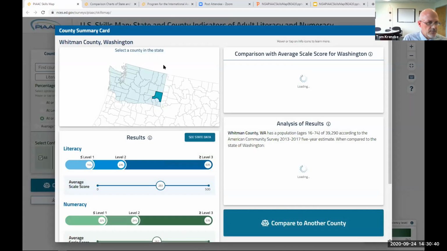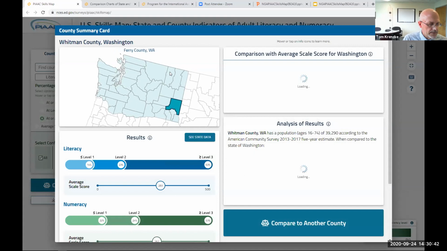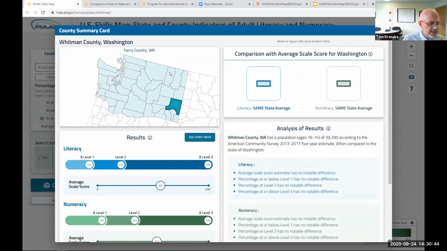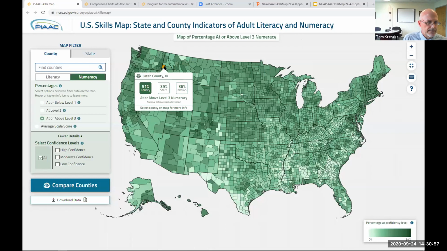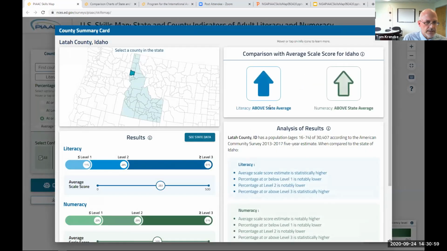So clicking on Whitman, I see that there's about 39,000 in the population. So there might be a need to expand the population base. And so let's look at Latah. And so they have about 30,000 in population. So that about doubles the population base if we look at them together.